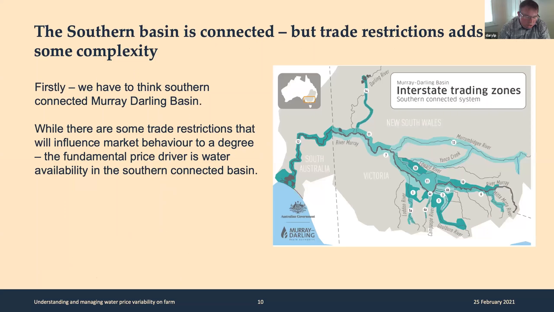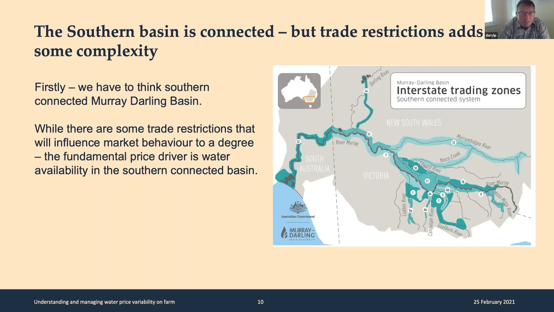So this talk, I should have said it right at the start, really is about the surface water in the Southern Connected Basin. That's what I'm talking about. Yes, there's groundwater and there are other water sources around, but this was primarily about the surface water in the Southern Connected Basin.